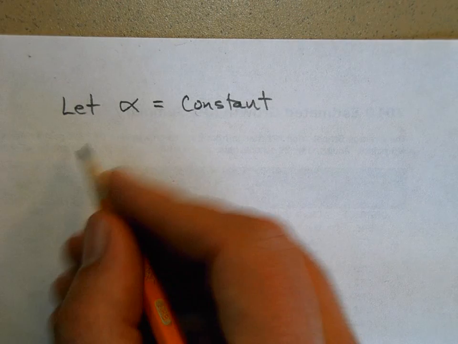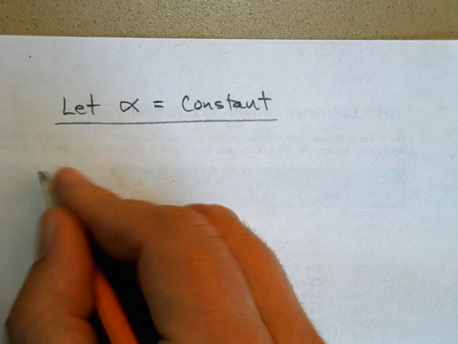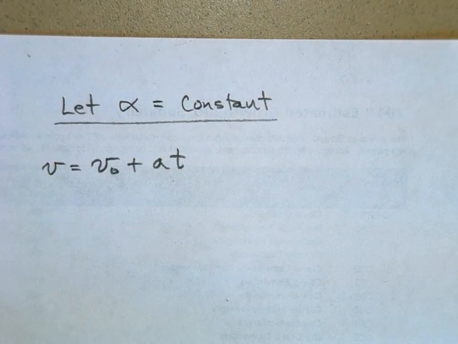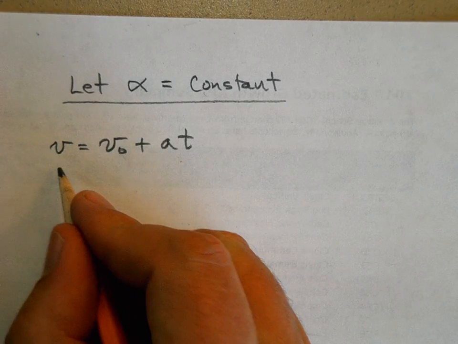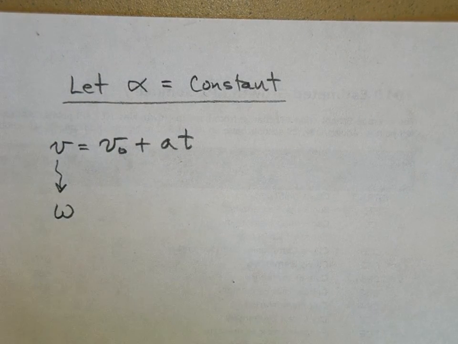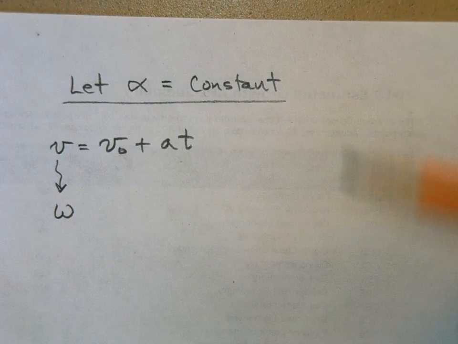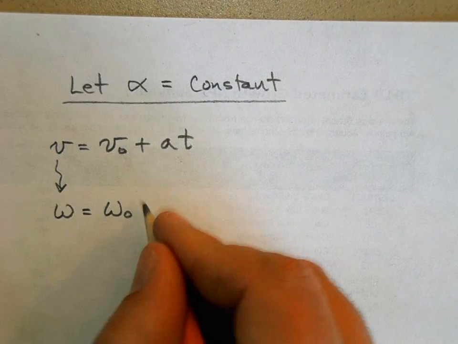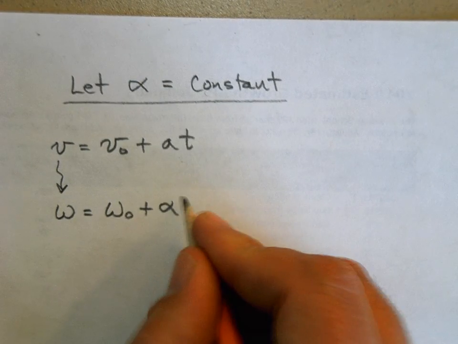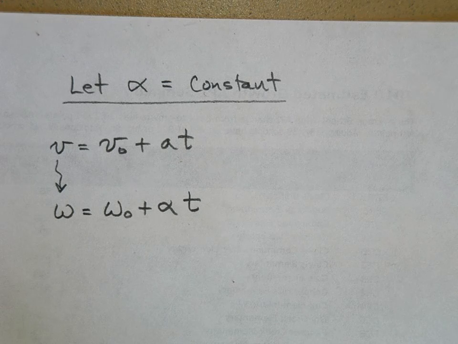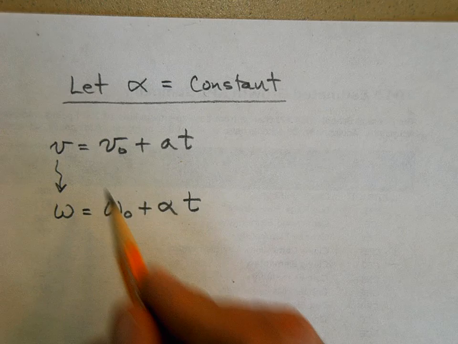So instead of v equals v naught plus at, if we go through exactly the same math, we say, well, our final angular velocity, if our angular acceleration is a constant, is going to be equal to our initial angular velocity plus our angular acceleration times time. It's alpha.